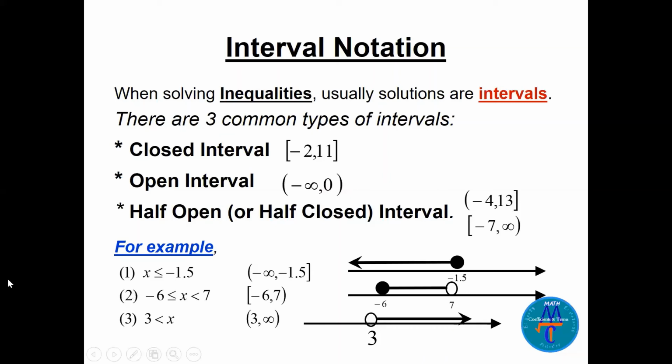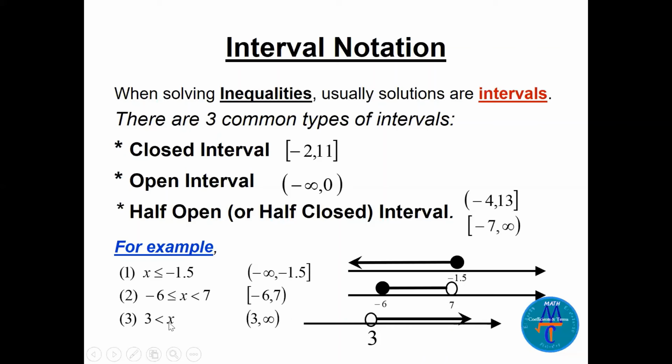X greater than -6 less than 7. You should be able to draw it also here. -6 closed to 7 open. So we write -6 closed, 7 open, then we understand -6 is included, 7 is not included, and all the numbers are included. Now look at the last one, little tricky.